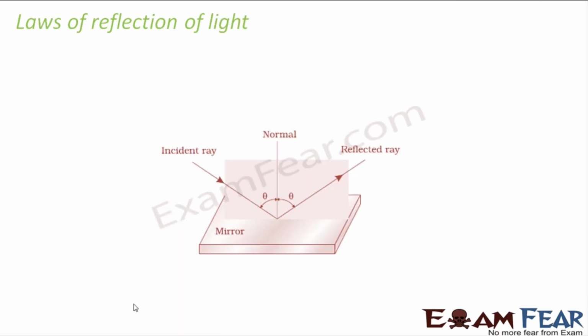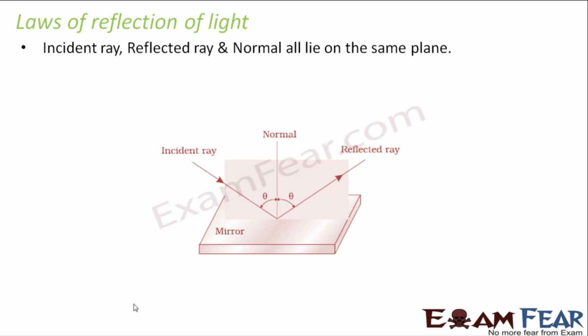Now there are certain laws which this reflection of light follows. In fact there are two laws which are universally followed by this phenomenon of reflection of light. What is it? The first law says that the incident ray, the reflected ray and the normal all lie on the same plane. So let us first talk about these three terminologies: the reflected ray, the incident ray and the normal. So let us suppose this is my boundary. This mirror is my boundary.